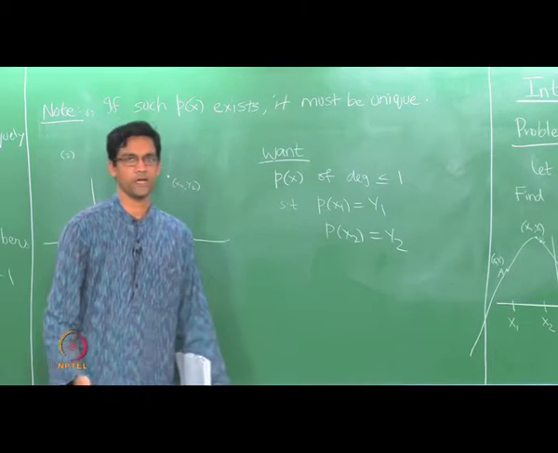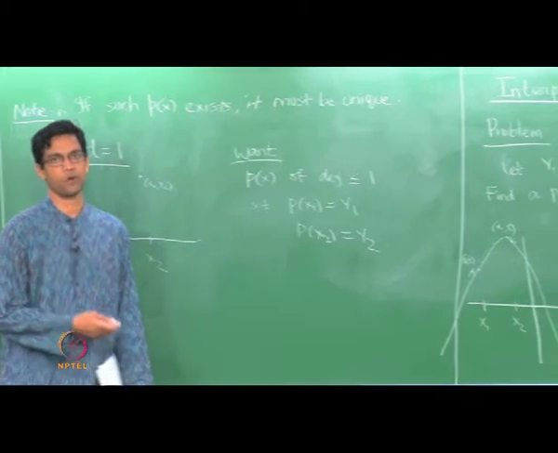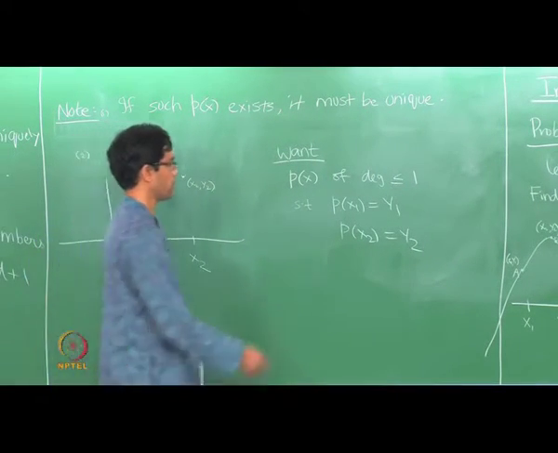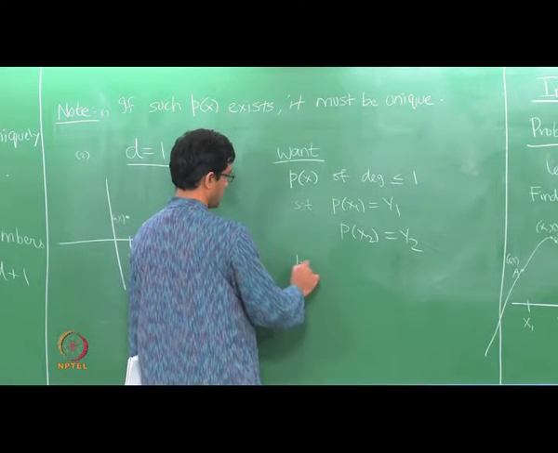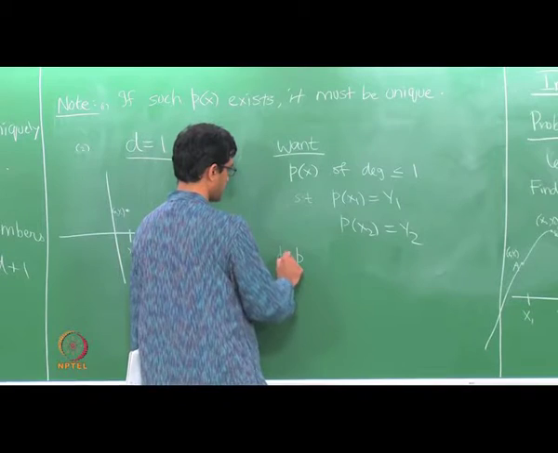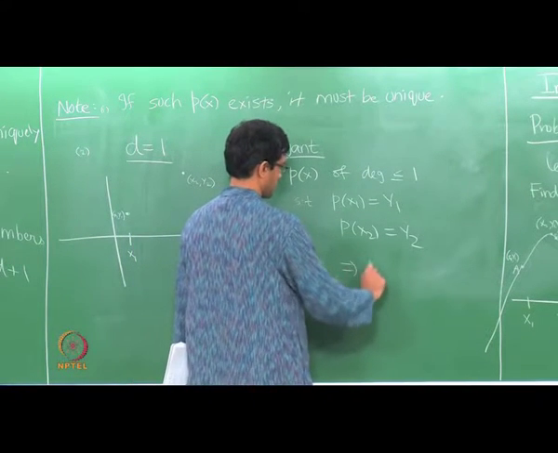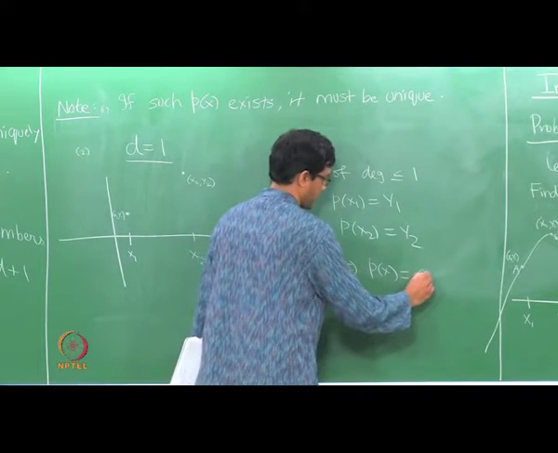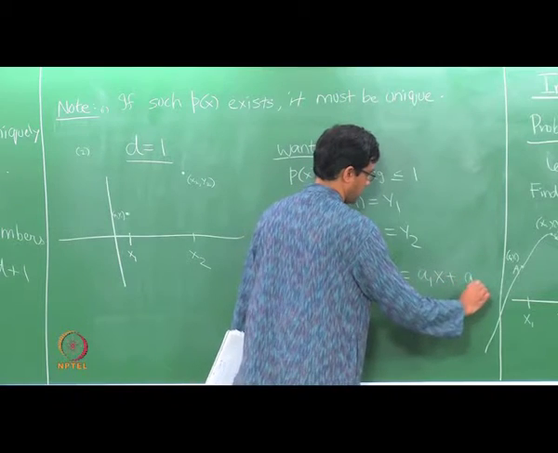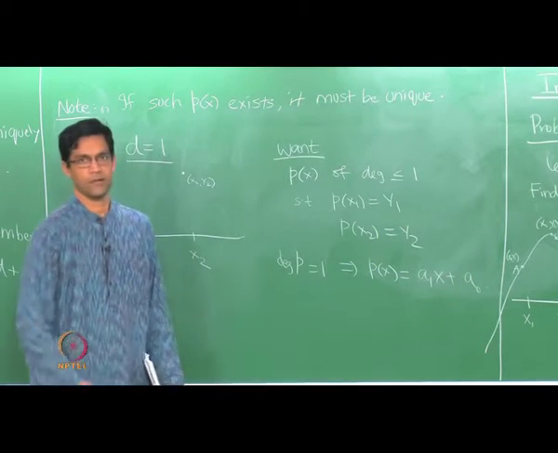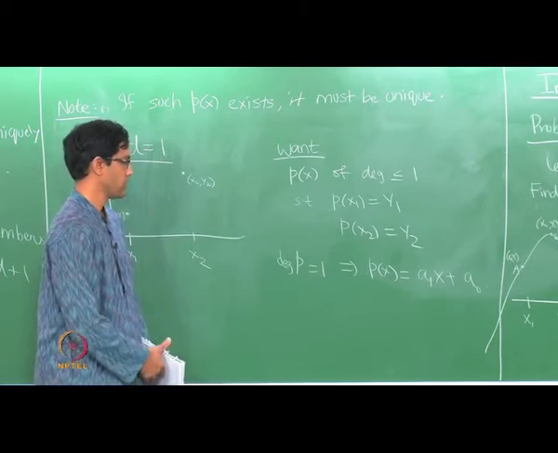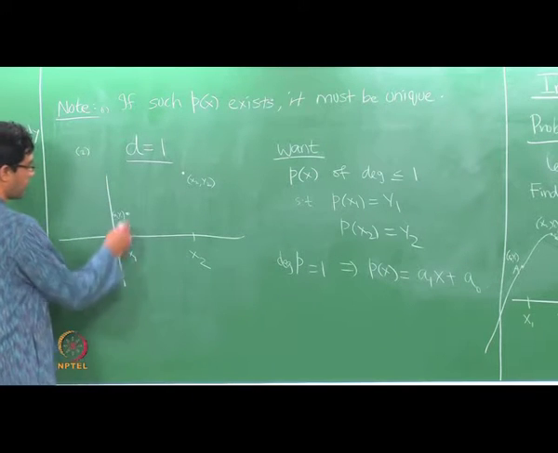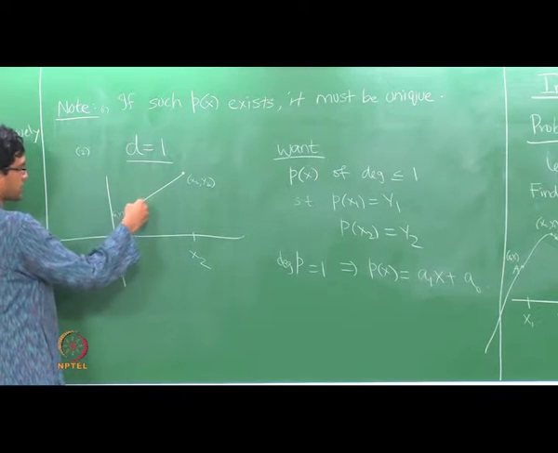Now observe that a polynomial of degree at most 1, well, let us say a polynomial of degree 1 is just a straight line. The graph of such a polynomial is a straight line, because what does a polynomial of degree 1 look like? So P has degree 1 means P of x looks like a1x plus a0. There is a constant term and a coefficient of x. So the graph of such a polynomial is of course just a straight line. So this question really boils down to the following: given 2 points, find the equation of the straight line joining them.